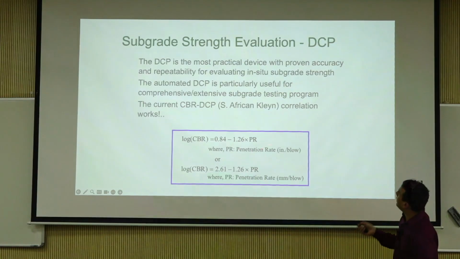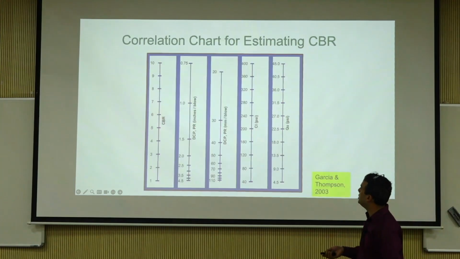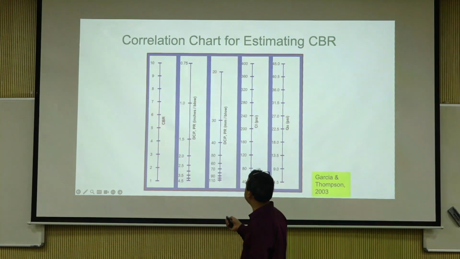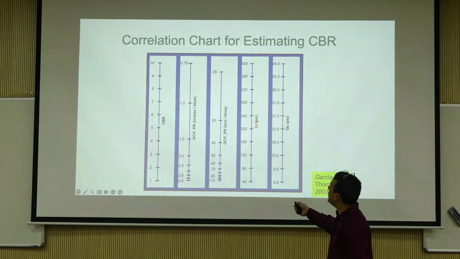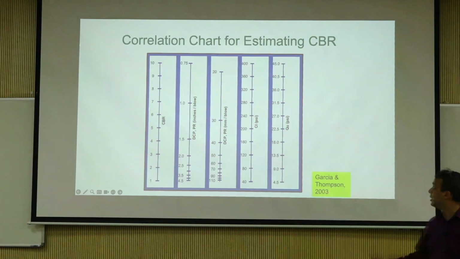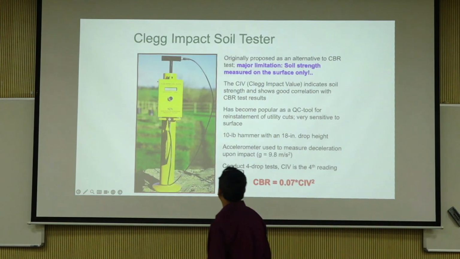This is the one that is my writing. Yeah, we use it all the time in my group and my PhD as well. Again, correlation chart. You have CBR, you have DCP penetration rate in inches per blow, millimeter per blow, cone index. This is from the static cone penetrometer, just pushing it. And this is also QU, unconfined compressive strength. Sometimes you have relationships with that as well to calculate CBR and whatnot.